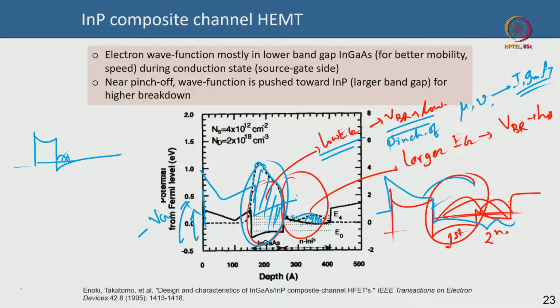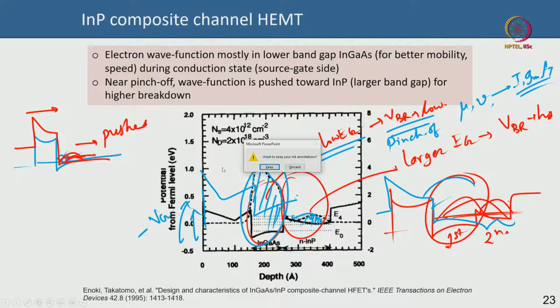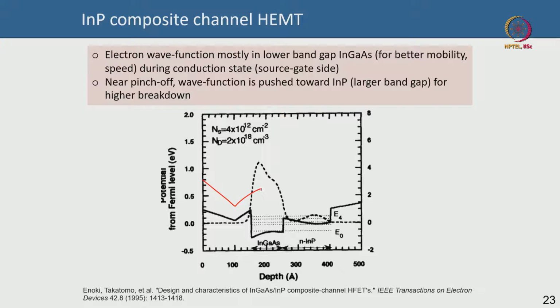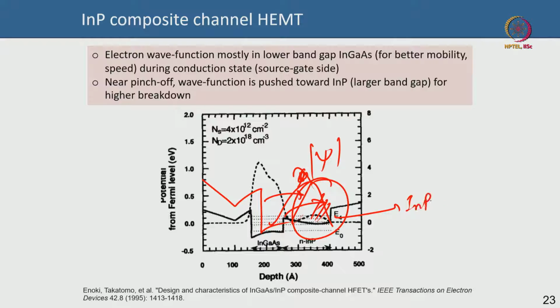When you apply negative bias, the channel will start depleting, right. The electron wave function is pushed this side because you are applying a field from this side. So the electron wave function is pushed this side, which means what? Which means when you are trying to deplete the channel or pinch off the channel at breakdown condition, the wave function of the electron is moved here. So most of the electrons, whatever few electrons are there near breakdown, will exist here. This material, indium phosphide, inherently has a higher breakdown. Okay. So what you are doing is keeping your electron wave function confined to the lower band gap material when you are carrying current.